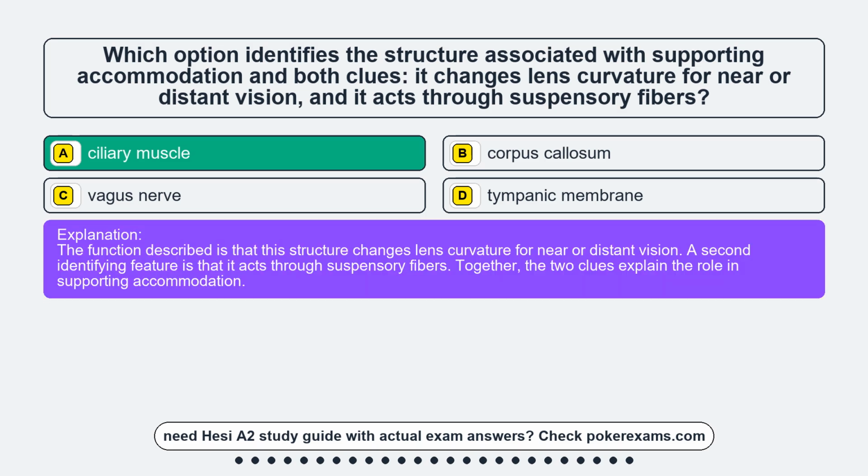The function described is that this structure changes lens curvature for near or distant vision. A second identifying feature is that it acts through suspensory fibers. Together, the two clues explain the role in supporting accommodation.